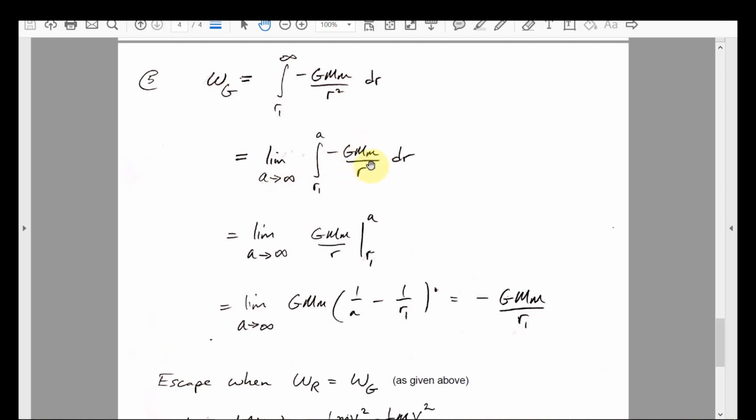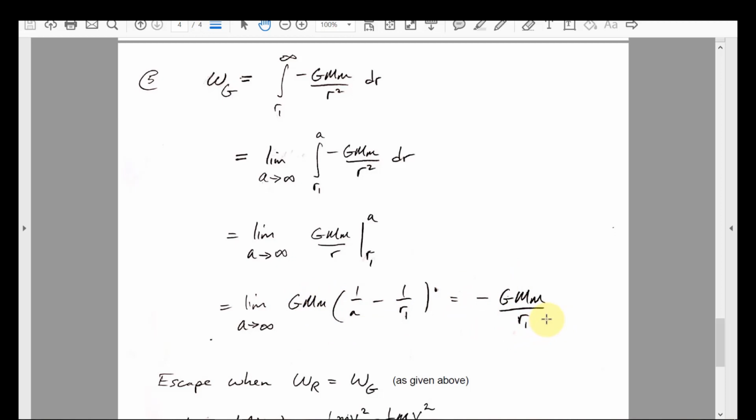So finding an antiderivative for this expression, the G, big M, little m are all constants. This is r to the minus 2, which using power rule, you get r to the minus 1 divided by minus 1. So the negatives cancel. This is the antiderivative. I'll plug in the bounds a and r1. When I plug in the bounds, I get this expression, but this is still a limit as a goes to infinity. When a goes to infinity, this thing will go to 0, and you'll have negative 1 over r1 times this constant, which gives me this expression here.